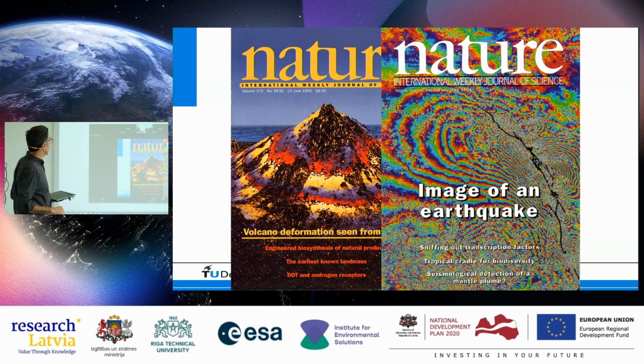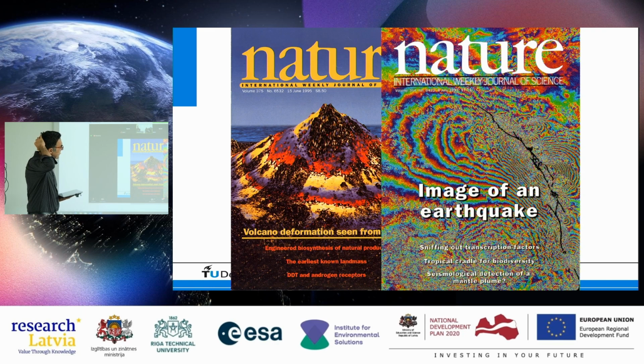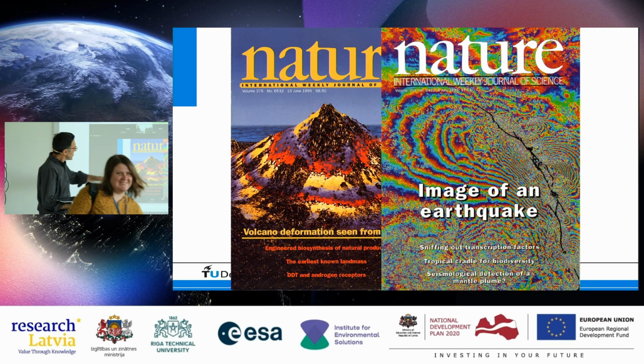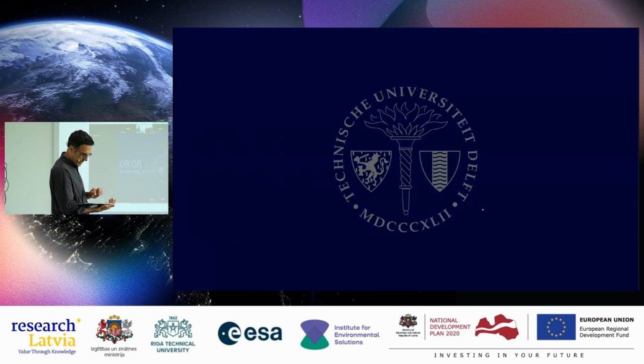Then we had the deflation of a volcano, Etna volcano in Italy. And again, here you see these color cycles going from 0 to 360 degrees, which in this case were interpreted as ground motion of the volcano. The idea was, if the magma chamber of a volcano would inflate, there would be pressure in the magma chamber, the whole mountain would go up a little bit, and we would be able to measure that.